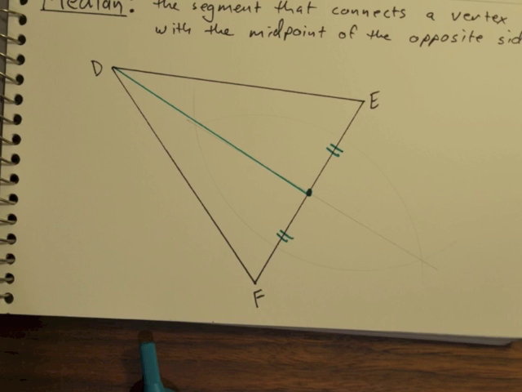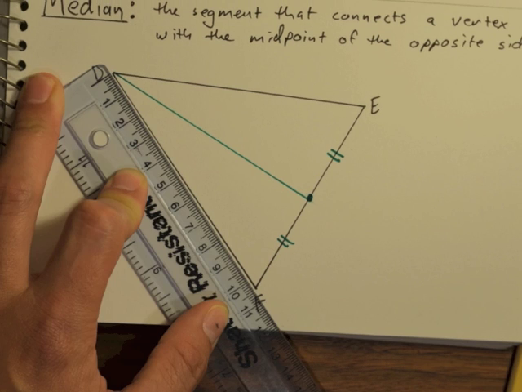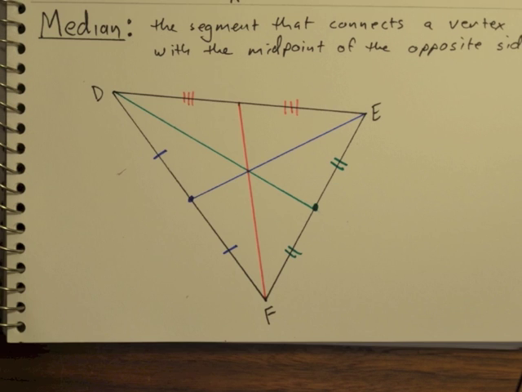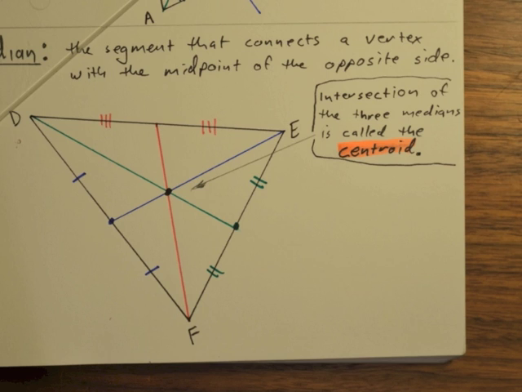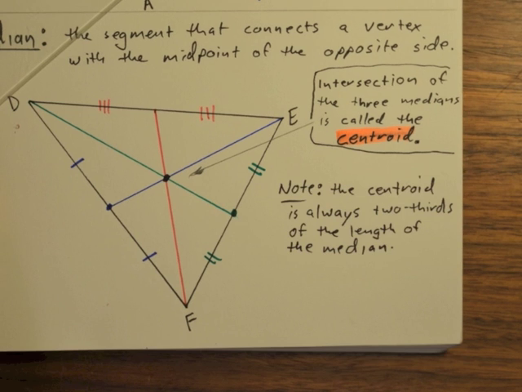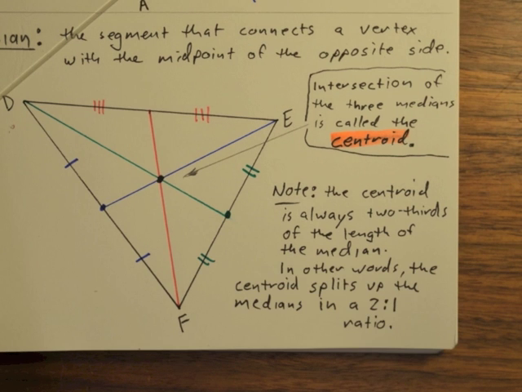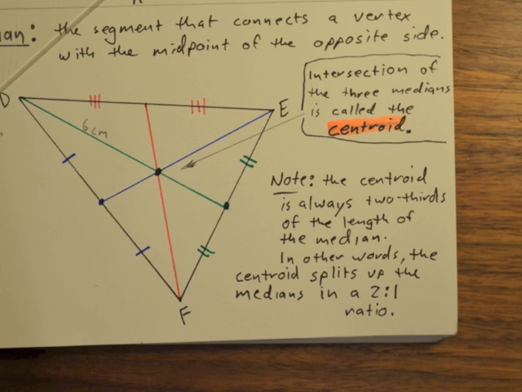If you do that to all 3 vertices, by the way, here I'm just measuring instead of constructing the distance, we have another point of concurrency. This intersection point is called the centroid. Whenever you have 3 medians of a triangle, their intersection is called the centroid, and that centroid is always 2/3 the length of the median. In other words, if you split up the median, the centroid splits it up into a 2-to-1 ratio. So for example, if that length were 6 centimeters, then this would have to be 3 centimeters long. Total length is 9 centimeters.